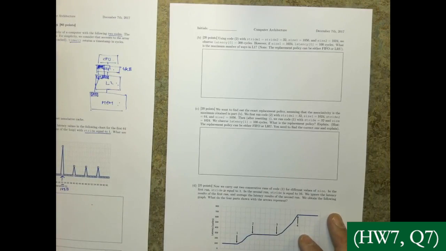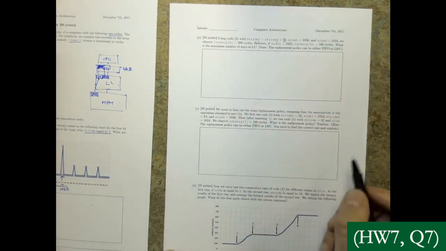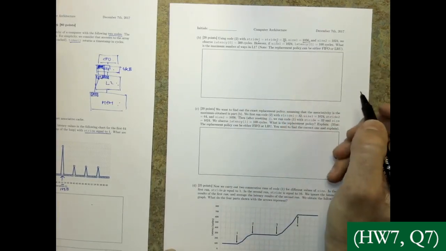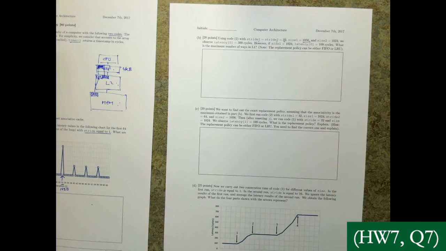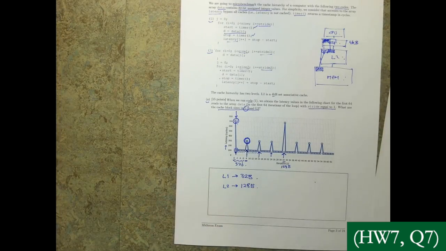In part B, the question is, we are using code 2 with stride 1 equal to stride 2 equal to 32. Size 1 is 1056. You have one question? Part A. So actually, we expect from you that you explain briefly what this is about. It's not just saying 32, 128.